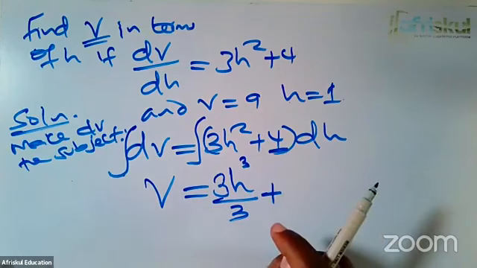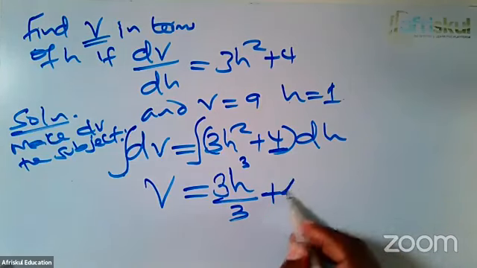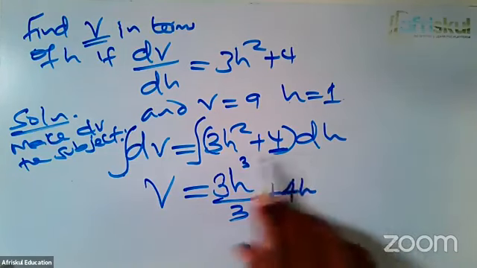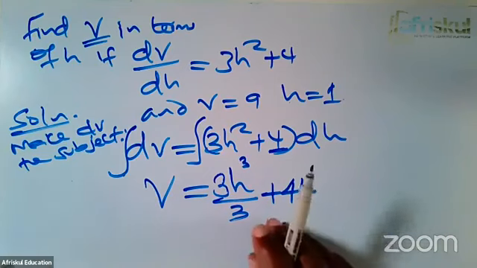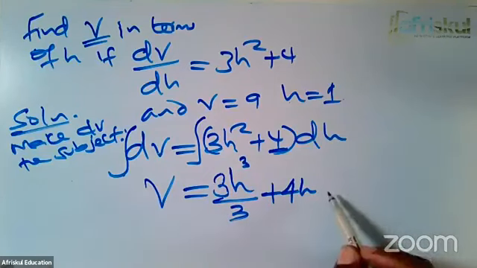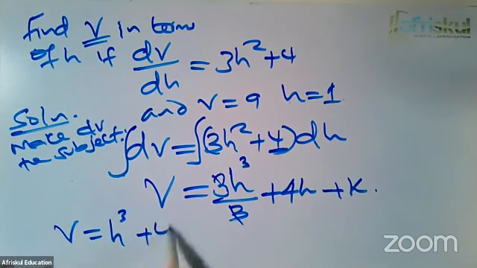This constant, upon integration, will take the variable of the function. So plus 4H. Remember, in integration, there is nothing that disappears, because at the end of the day we add a constant. We must add K there. Of course, the 3 and 3 will cancel out. Our V will be H cubed plus 4H plus K.